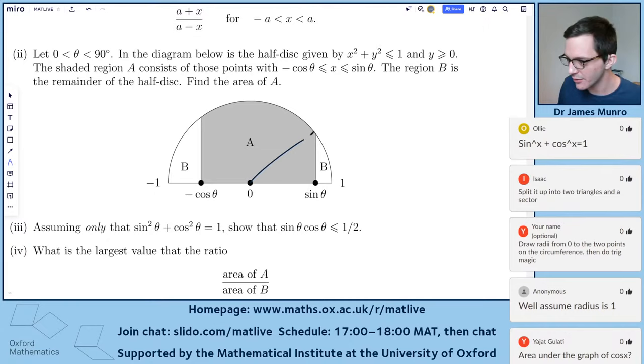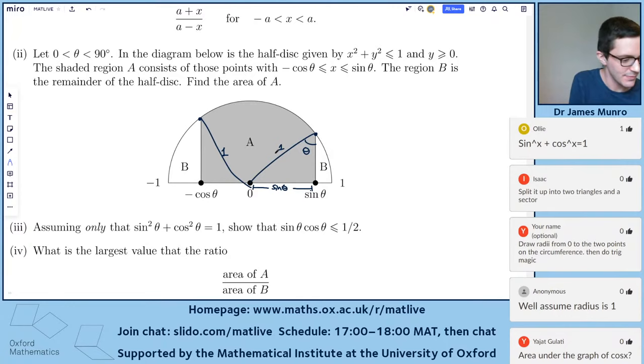If we draw in these radii, this seems like a good idea because we know lots of lengths. When you know lots of lengths, trigonometry is easier. Here, we know the length of these perfectly straight lines. They're both length 1. And we know this side length here is sine theta. So we know loads of facts about this triangle. In fact, that means that this angle up here is theta, because opposite over hypotenuse is sine theta.